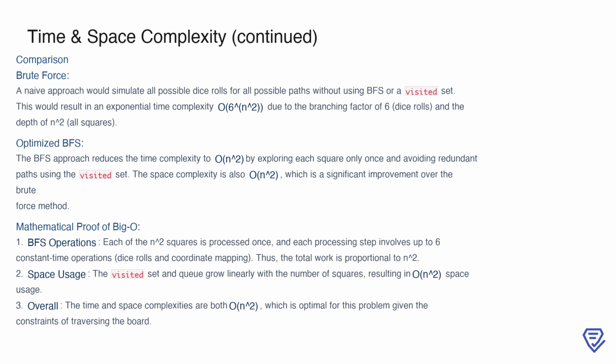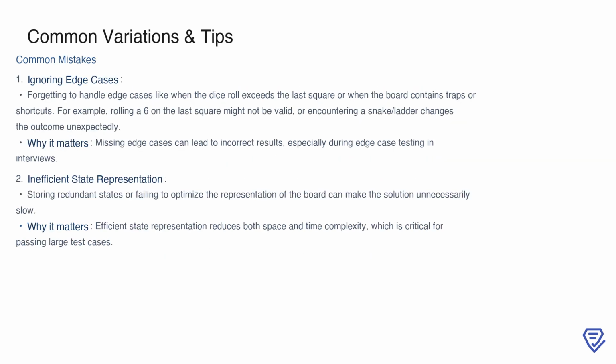Additionally, the visited set in BFS grows linearly with the number of squares, confirming the n squared space usage. Overall, the BFS approach achieves both time and space complexities of n squared, which are optimal given the constraints of navigating the board.